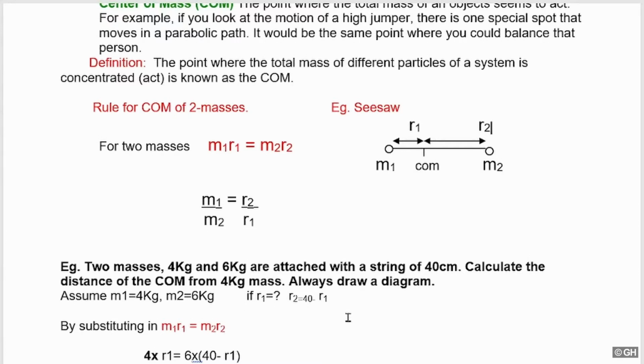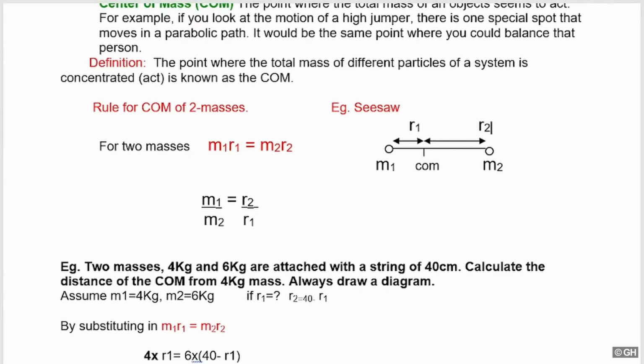Okay, we have a question. There are 2 masses, 4 kilogram and 6 kilogram, attached with a string of 40 centimeter. That means 40 centimeter is the distance between the 2 masses. Calculate the distance of the COM from the 4 kilogram mass. Always draw a diagram. You can just draw a simple diagram like that, put the masses, then you can mark the distances easily.